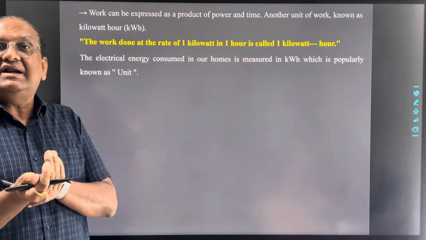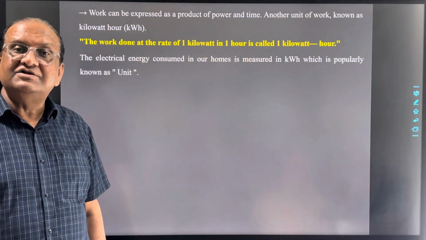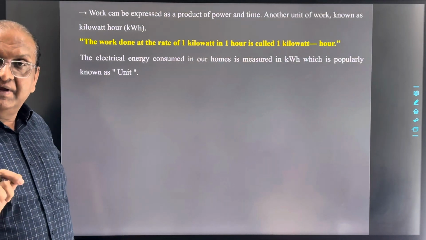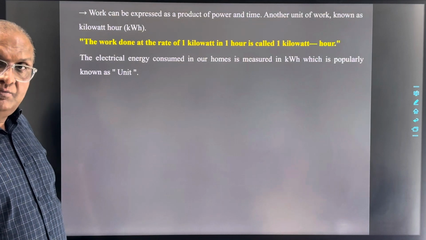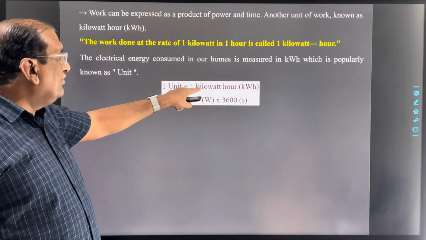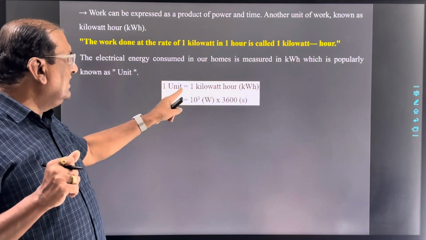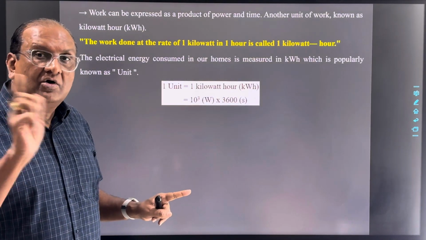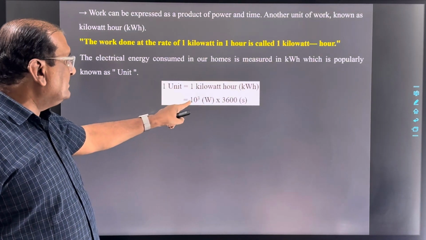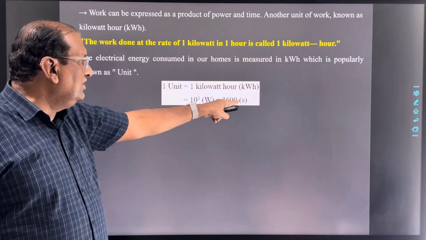When we see our electric bill, it is written that this many units are consumed. That 1 unit is 1 kilowatt hour. 1 kilowatt hour means how much energy is consumed. See, 1 unit is 1 kilowatt hour, kWh. Here be careful: this is the unit of work done, not of power. So 1 kilowatt, 1 kilo is 10 raised to 3 watt. Hour is 3600 second.